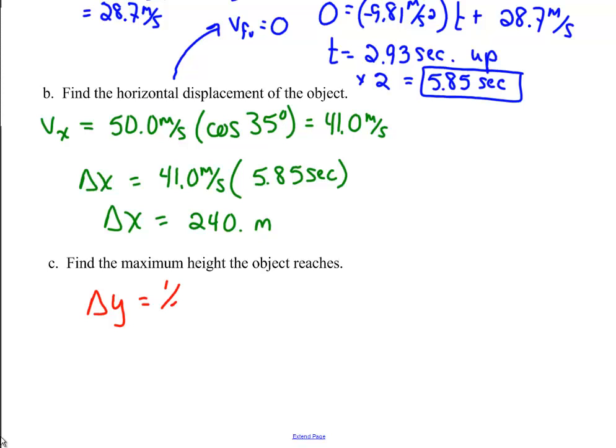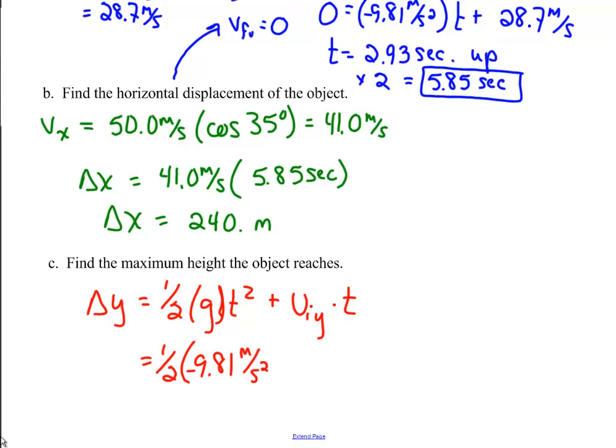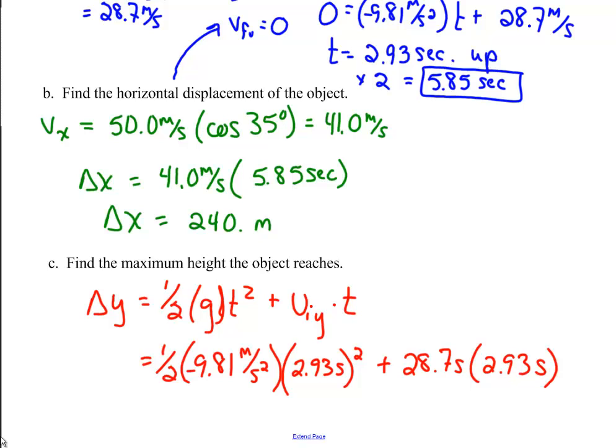So I'm going to use 1/2 g t squared plus v_i in the y direction times t. So 9.81, and it's negative because it's down, is my acceleration in the vertical direction, meters per second squared, times the time up. I found the time to go up is 2.93 seconds. So I have to square that. I found my initial vertical velocity is 28.7 meters per second, and the time again is 2.93. So there are all the numbers I need to find my vertical height change, and what I get is 42.1 meters high is the maximum height of this particular projectile.